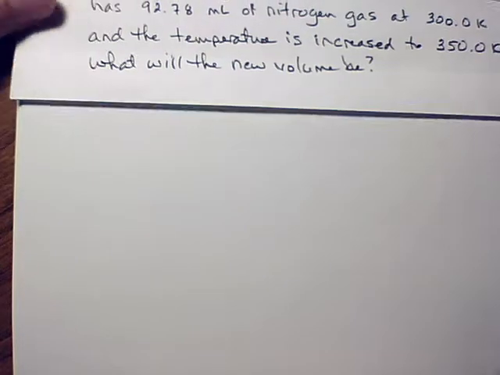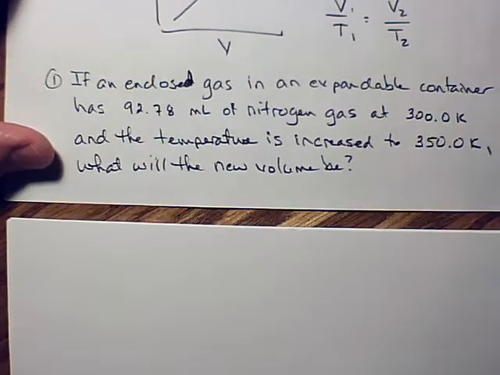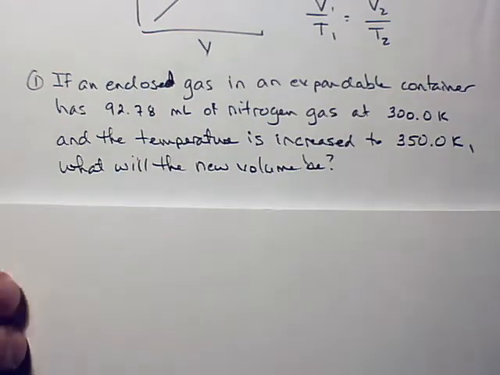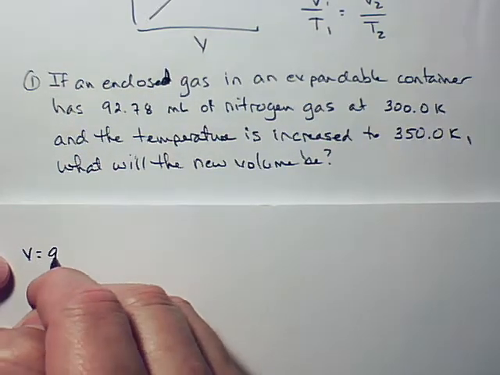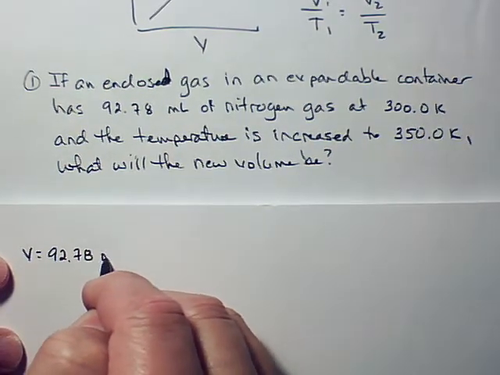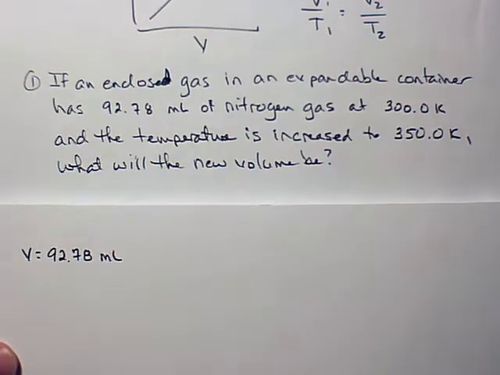All right. So our problem we're solving now is this one. If an enclosed gas in an expandable container has 92.78 milliliters of nitrogen gas, what dimension of measurement does that fit? What does milliliters measure? Volume. So we got a volume, 92.78 milliliters. Okay? And at 300.0 K, what dimension of measurement is that? Temperature.